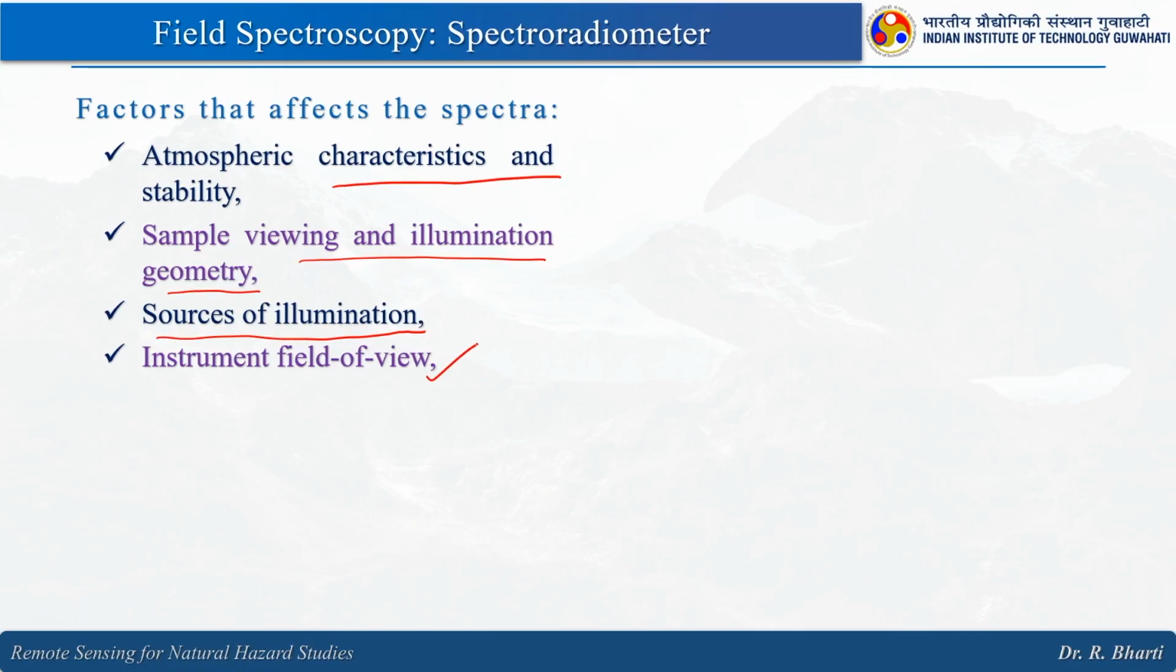Source of illumination means what your source is, whether it is the sun or a tungsten halogen lamp which is characterized and for which you have the full characteristics. So, that can be seen here.